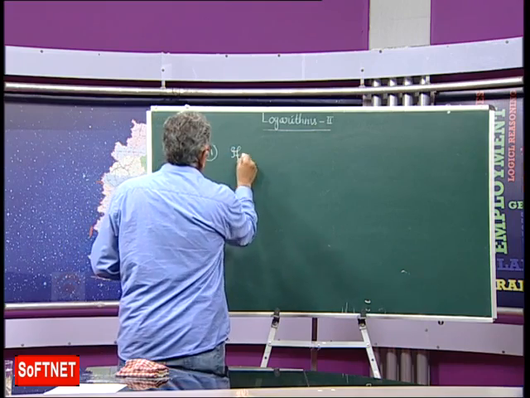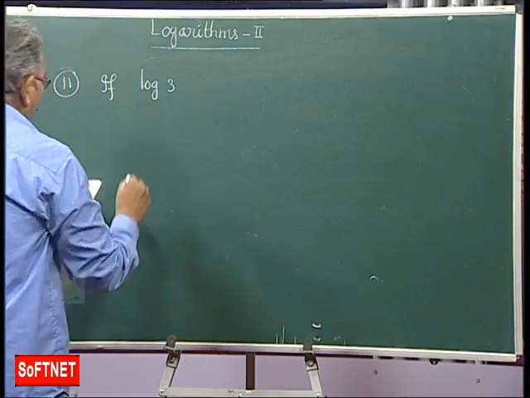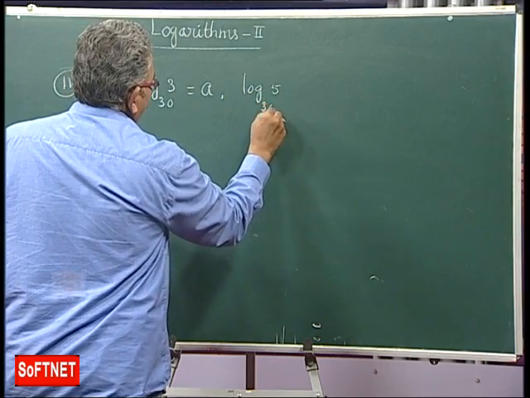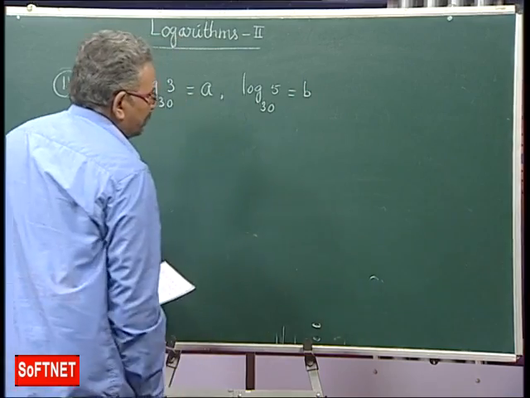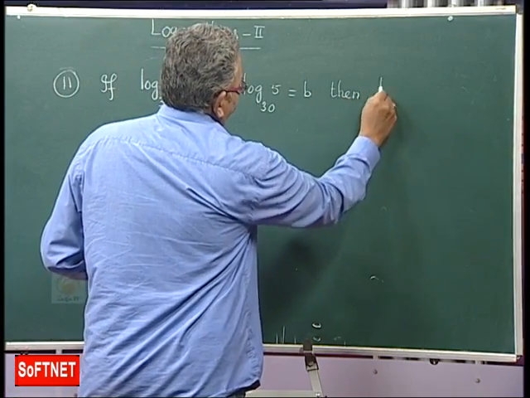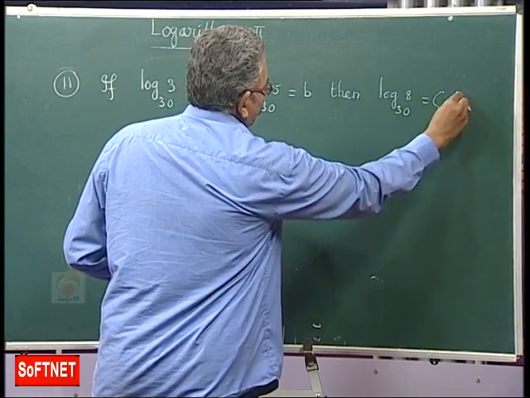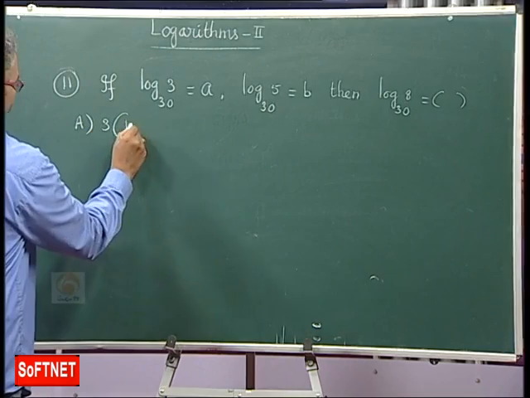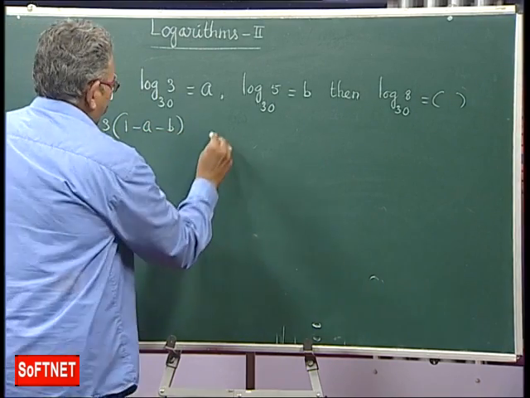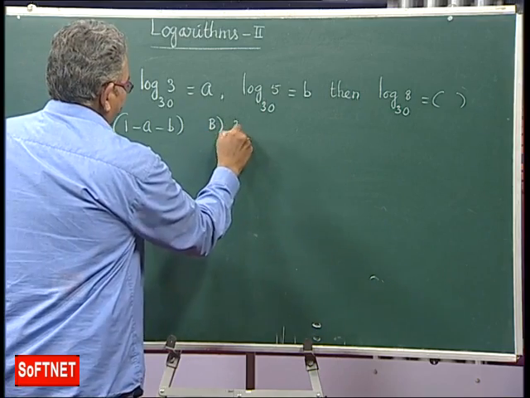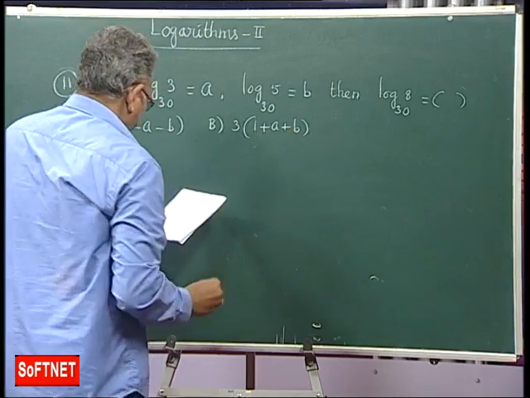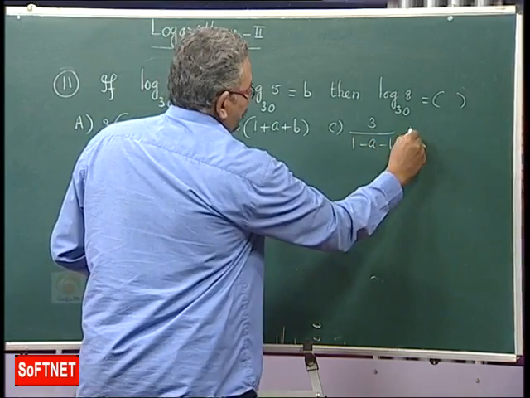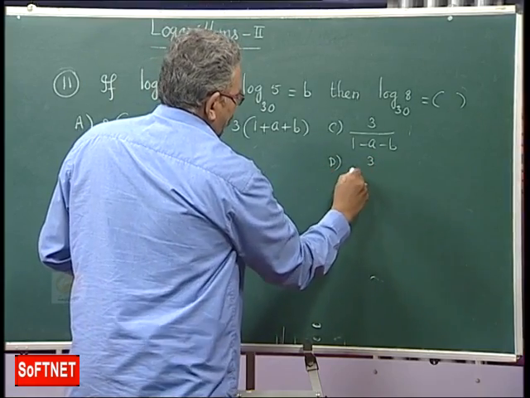If log 3 to the base 30 equals a, log 5 to the base 30 equals b, then log 8 to the base 30 is equal to: option A, 3 times 1 minus a minus b; option B, 3 times 1 plus a plus b; option C, 3 by 1 minus a minus b; option D, 3 by 1 plus a plus b.